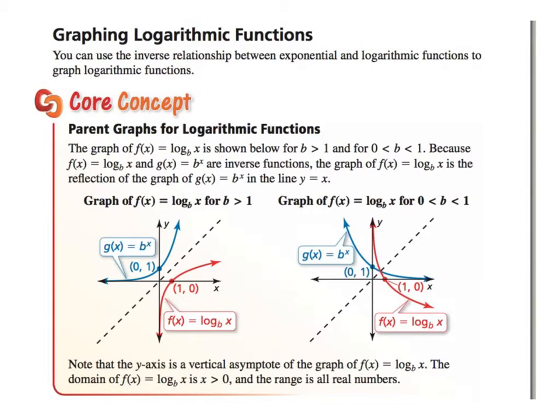So let's go over the logistics here. The graph of f of x equals log base b of x, that's logarithmic form, is shown below when b is greater than 1. Remember, b is greater than 1 means exponential growth. And when b is between 0 and 1, that's exponential decay. Because these two are inverse functions, the graph is a reflection, and this just tells you that they are a reflection of each other over the line y equals x.